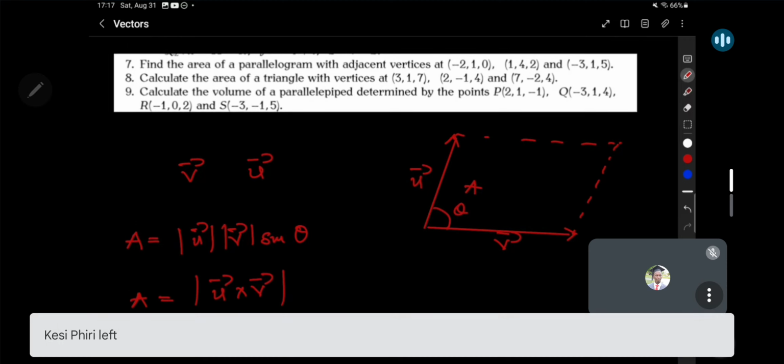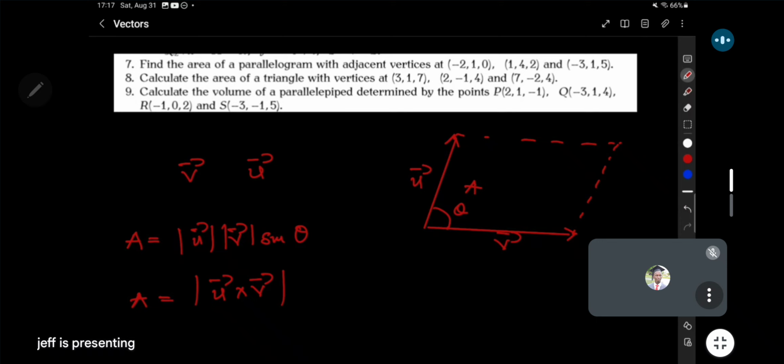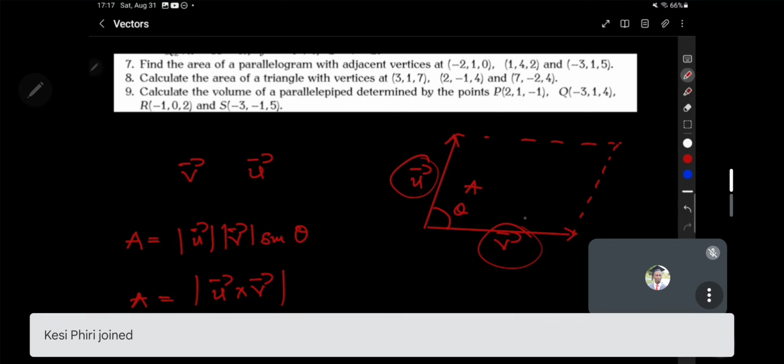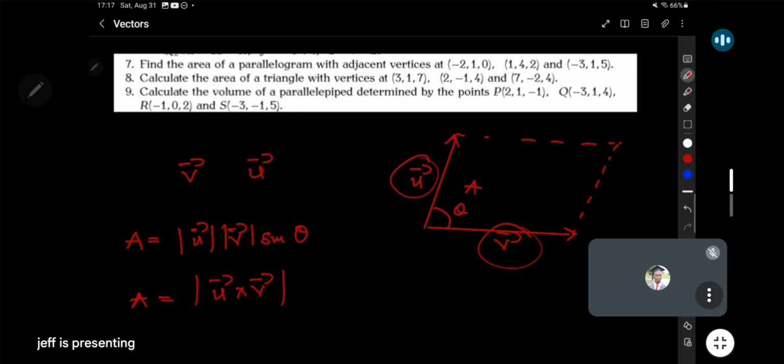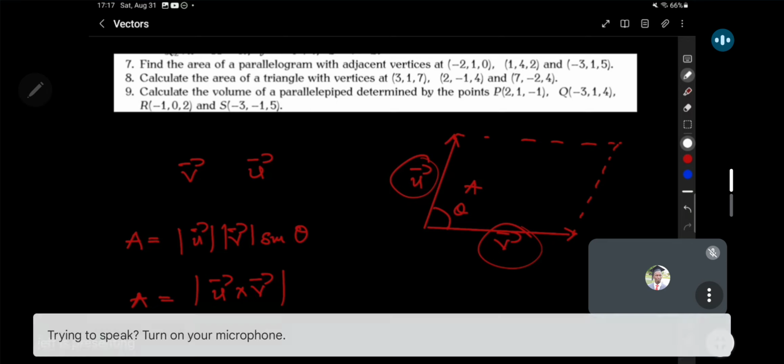But if you look at problems 7 and 8, we see that in this case, we're not given the two vectors u and v. Instead, they've given us the vertices of the parallelogram. What is this? So it's like this. These are adjacent, so it doesn't really matter how you pick these, but basically they are adjacent.